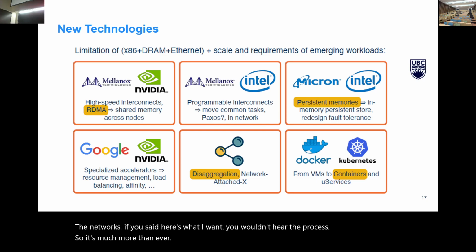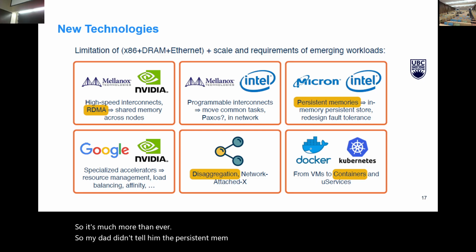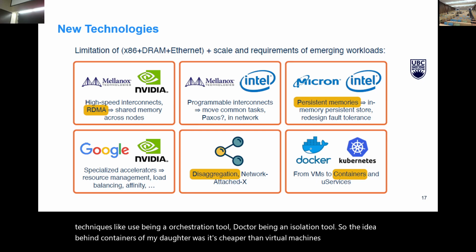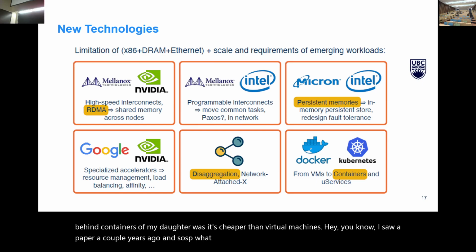So Micron and Intel did the persistent memories. We have these interesting virtualization techniques like Docker and Kubernetes use, Kubernetes being an orchestration tool, Docker being an isolation tool. The idea behind containers, behind Docker, was that it's cheaper than virtual machines. Maybe, maybe not. I saw a paper a couple of years ago at SOSP '19 in Dresden.